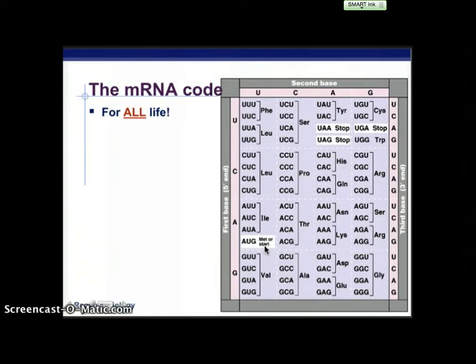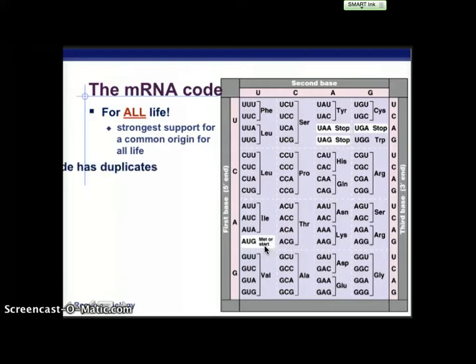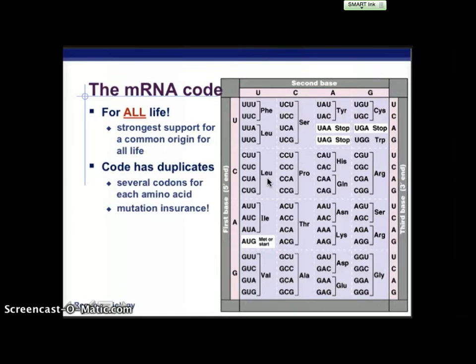The mRNA code is for all life. The strongest support for common origin of all life is the fact that we all use the same mRNA codons. The code has duplicates, so you'll notice the brackets that several codons encode for one type of amino acid. And this is essentially mutation insurance. So if that last letter in the codon changes, it's still going to come out with an OK protein. We do have a start codon, as well as a couple of stop codons that will tell the ribosome to stop translating the protein.